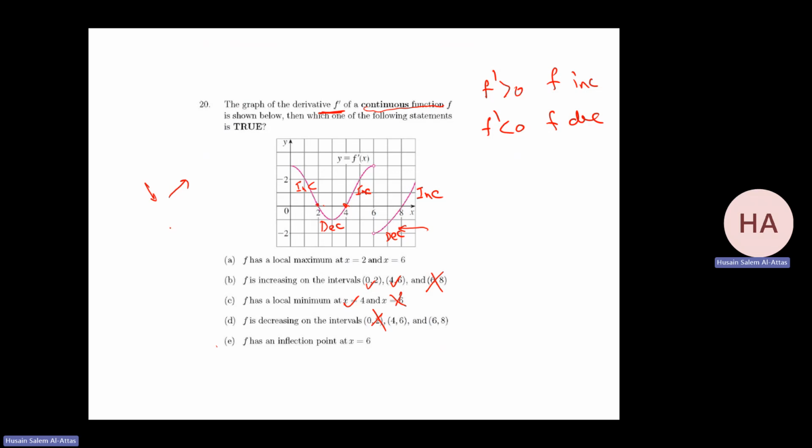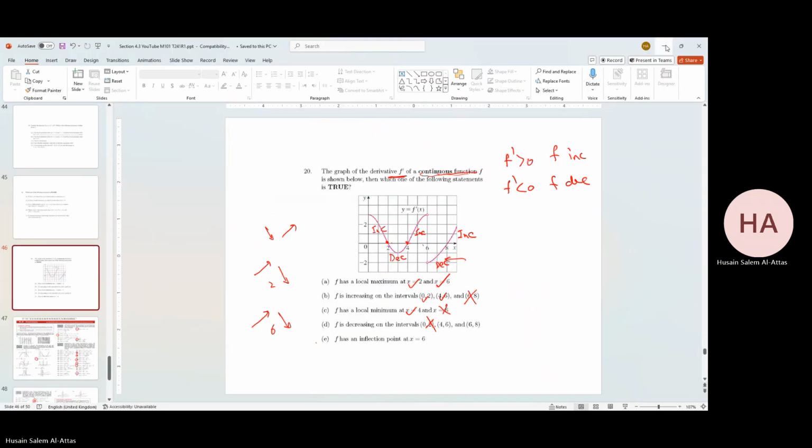Local maximum at x equal 2. At x equal 2, I have increasing, then decreasing. So this is correct. At x equals 6, f prime is not defined, but I have a continuous function, so it's defined. Everything is defined for the original function. This is what I care about. Before 6 it is increasing, and after 6 it is decreasing. So I have a local maximum at x equal 6. Yeah, that's the end of 4.3. Let me stop the recording. Thank you.